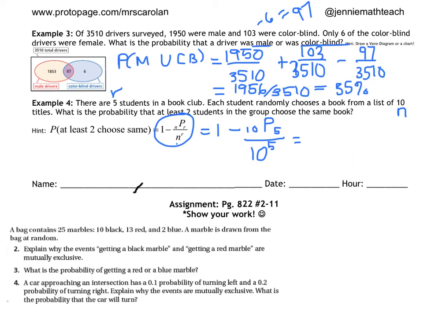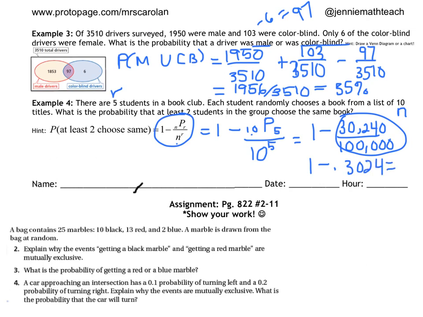Since we want at least 2 people to choose the same, we're going to take the complement. We're going to figure out the probability that not everybody chooses a different book. So this will be 1 minus, when you figure out 10 permutations of 5, it's 30,240, and 10 to the 5th is 100,000. So when you type that in the calculator, you'll get 1 minus 0.3024, and when you subtract that, you get 0.6976, or if you round it up, about 70%.